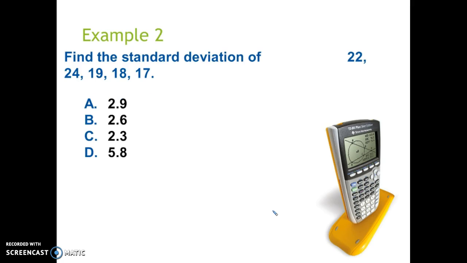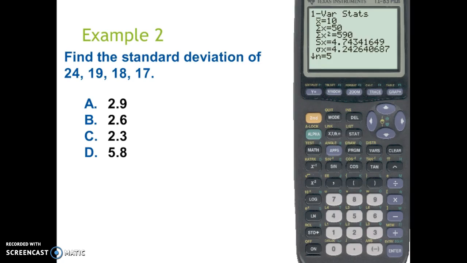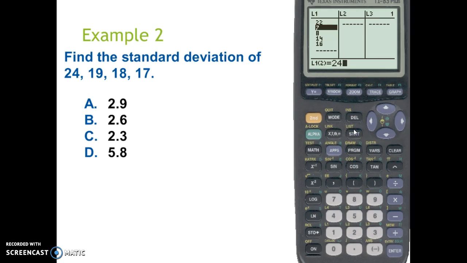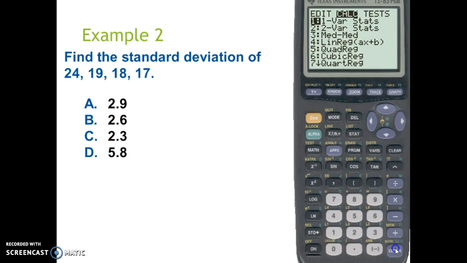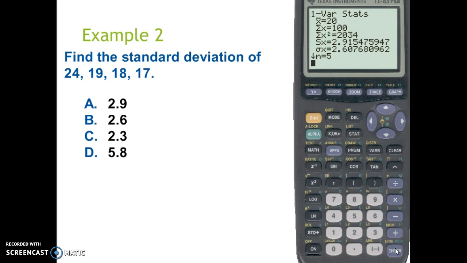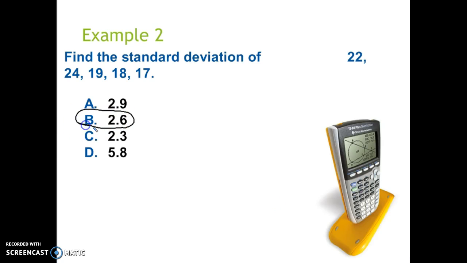Alright, so for this one, we've got 22, which is about to get covered up. So I'm going to go to Stat, Edit, 22, 24, 19, 18, 17. And we're going to go to Stat, Calc, one variable stats. Alright, my mean was 20, and my standard deviation is 2.6, which is right here, answer choice B.